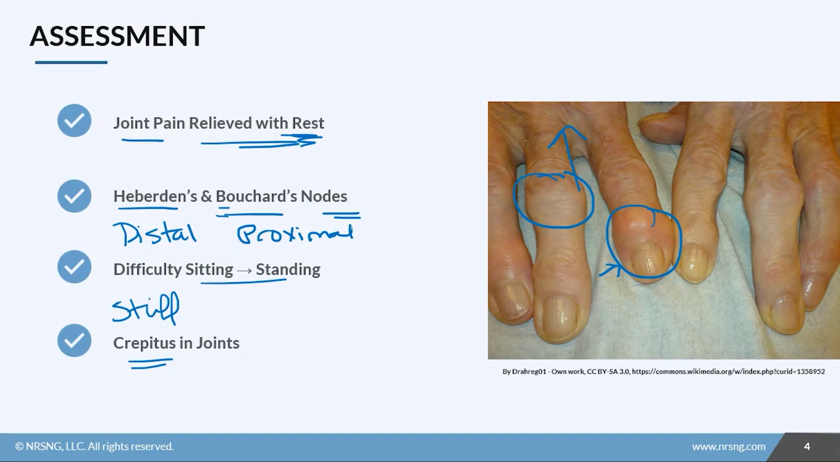So if you ever get a chance to meet me in person, ask to listen to my knees because they have some pretty epic crepitus. Again, the knees are weight-bearing and high-stress joints, so they're highly likely to develop some sort of osteoarthritis.